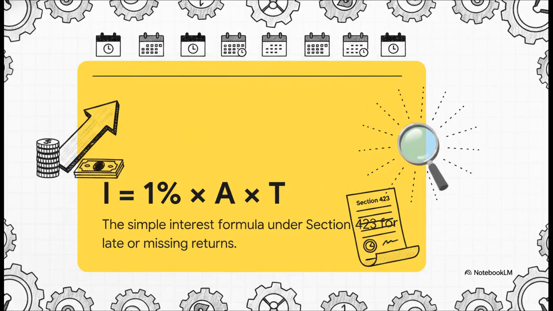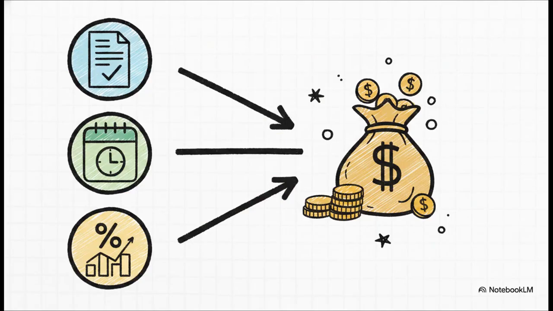All right, let's look at the statutory formula laid out in Section 423 for late or missing returns. The Act gives us a very straightforward, simple interest calculation. I equals 1% multiplied by A multiplied by T. Breaking these components down, I is obviously your interest payable. A represents the tax amount you're actually paying interest on. Basically, your assessed tax minus any advance tax paid, TDS, or applicable tax reliefs.